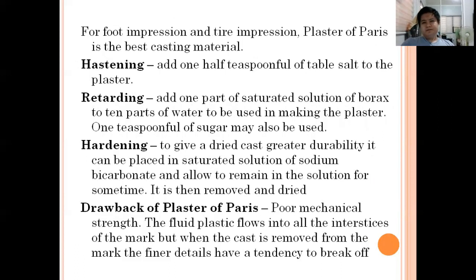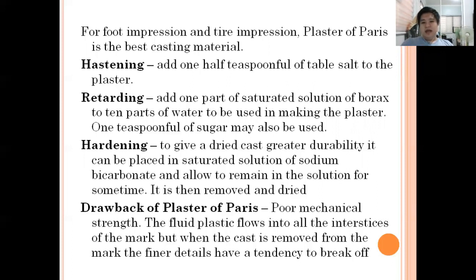Next, for other definitions, or for the things that are added to plaster of Paris in order to have different actions. Number one, hasten. If you're talking about hasten, it is to fast forward the transition from liquid to solid. If you are not going to add a hastening material, you will wait for an hour, 2 hours, or 3 hours, more than 3 hours in order for the plaster of Paris to become solid.